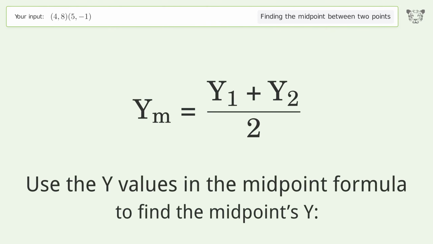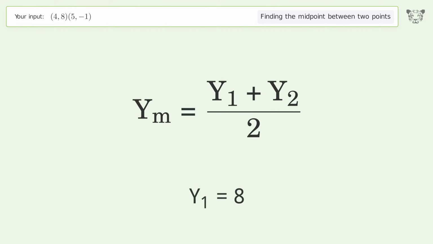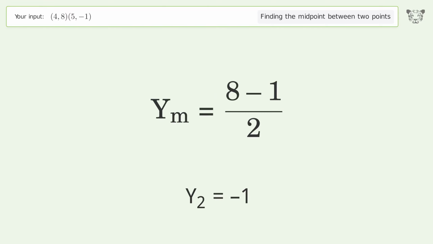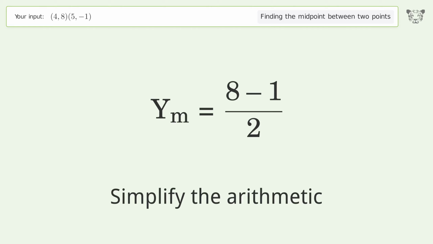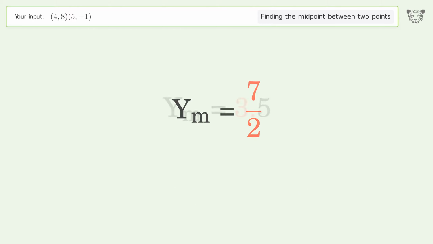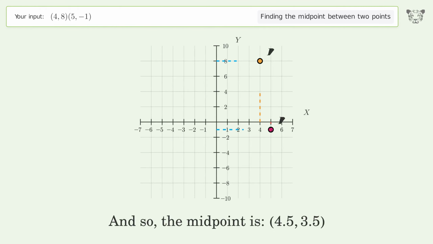Use the y values in the midpoint formula to find the midpoint's y. y1 equals 8. y2 equals -1. Simplify the arithmetic. And so, the midpoint is 4.5, 3.5.